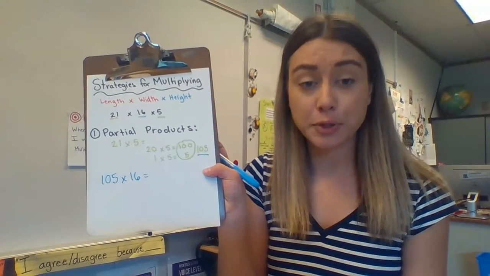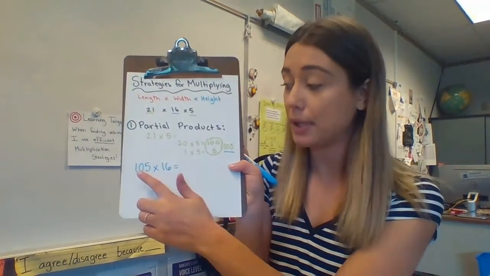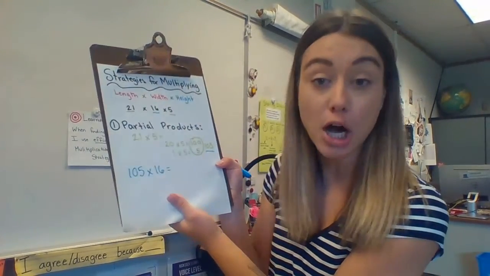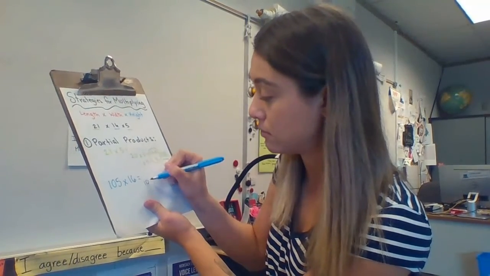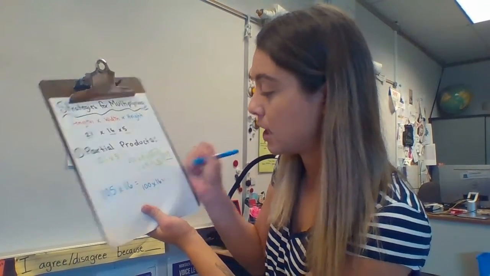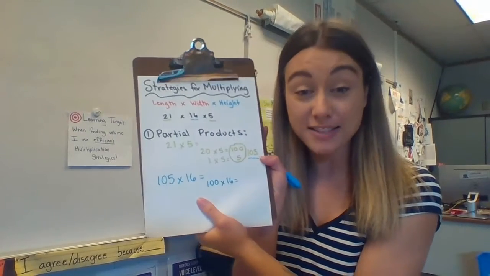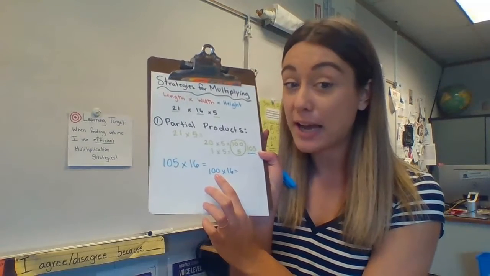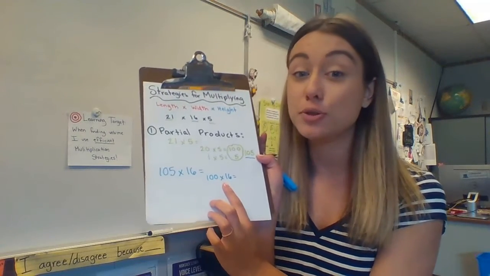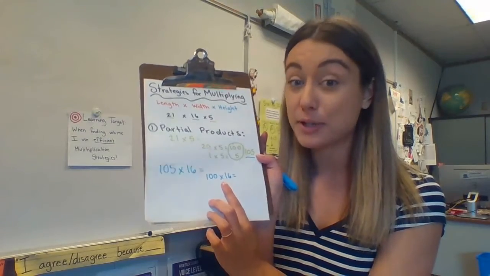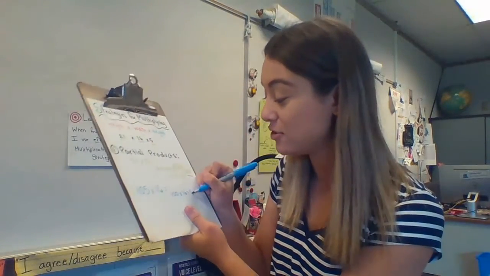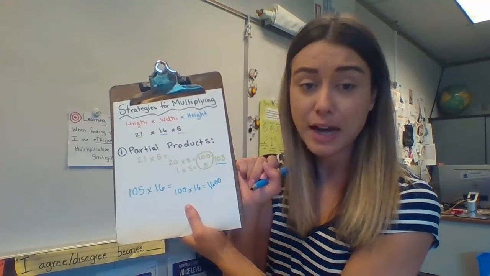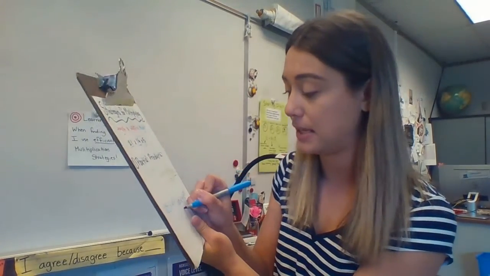So friends, when I'm doing partial products, I would want to take apart my 105. Let's do 100 times 16 first. 100 times 16, this is just like last week's when we were multiplying by powers of 10. When you multiply by 100 times 16, you shift 2 place values up. So it becomes 1600. Now, friends, I still have my 5 times my 16.